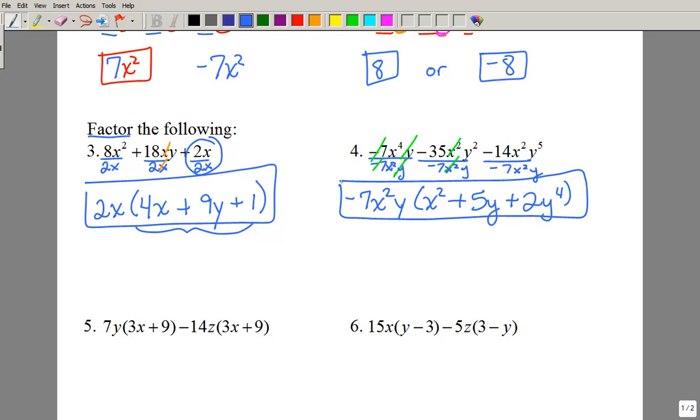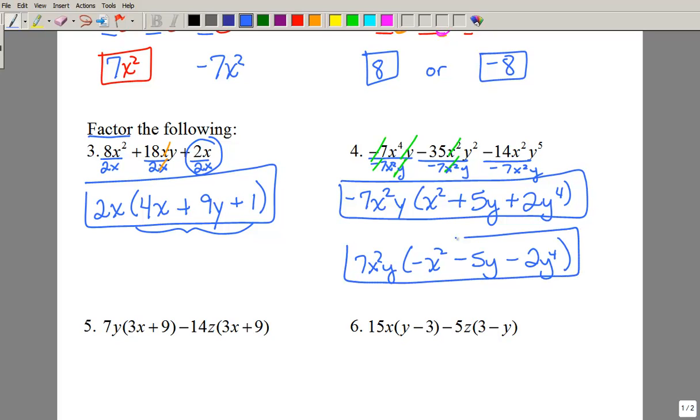So GCF, you want to look at the numbers and the letters, and sometimes a negative is helpful. Now, just to say, if you did not take out a negative 7x squared y and you took out a positive, what would happen is you would have the same thing except the signs would change. So this is also an acceptable answer, but I think this one is a little bit prettier.